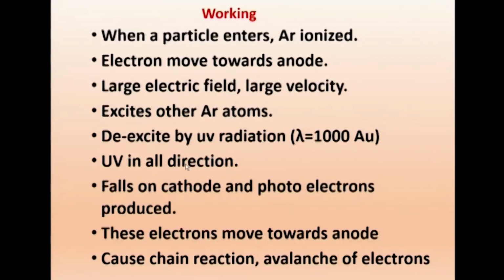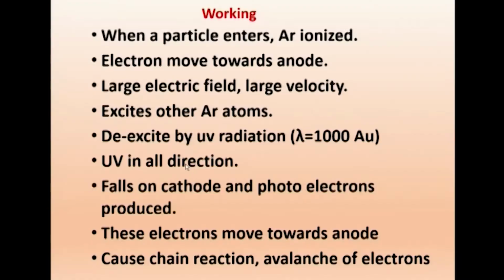Now this ultraviolet radiation will move in all directions. Ultraviolet radiation is only a light radiation, or a photon. It is chargeless. Therefore, it will not get attracted towards positive or negative, towards the cathode or anode. It will be going in all directions. Therefore, as a result, what happens? They will fall on the cathode and the anode.